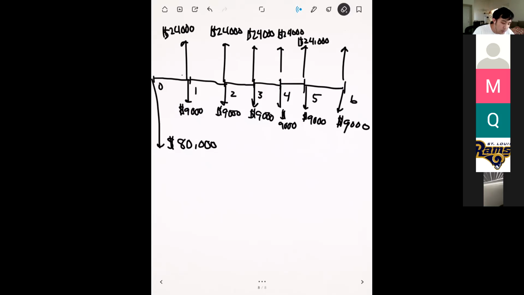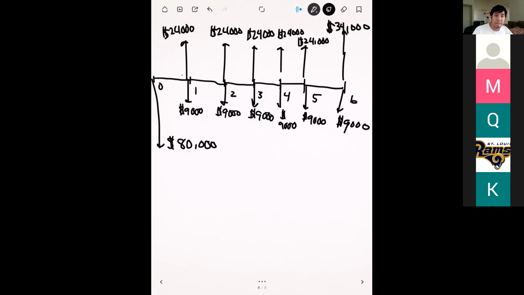So instead of 24,000 and a same size arrow, let's make it a little bit bigger. And then let's make this 10,000 plus 24,000, which is $34,000. And so this right here is our cash flow diagram for the wind turbine, which summarizes all of the cash flows that we expect to occur. So it has our initial costs, our maintenance costs, all of our yearly revenues, and the salvage value at the end.